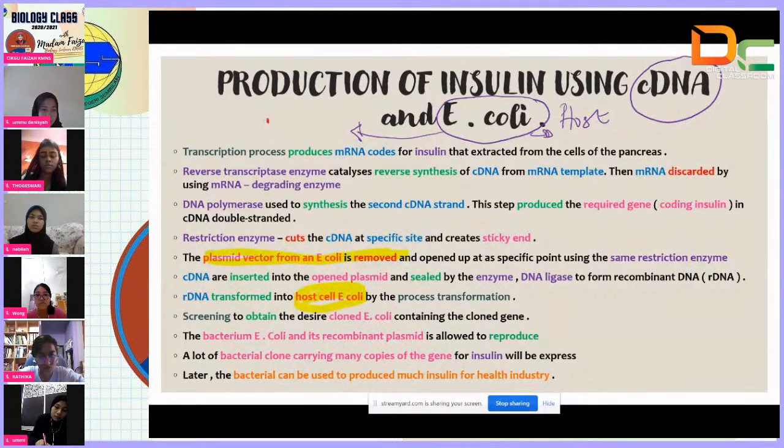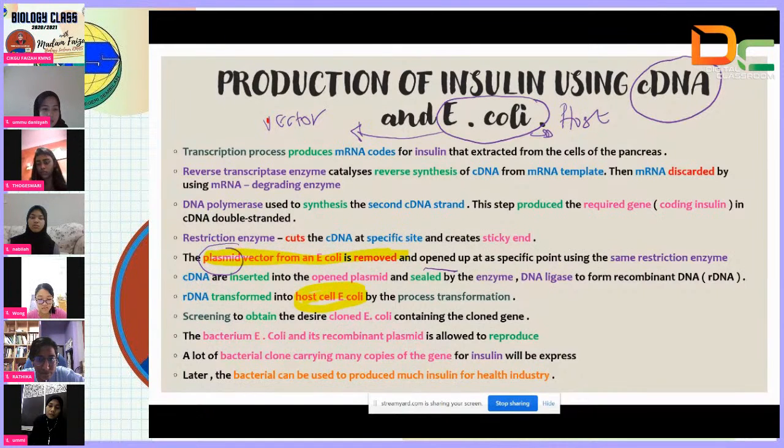That carry the cDNA. So E. coli will play two roles in production of insulin. First, as a vector, where you extract the plasmid from the E. coli, and you remove at the palindromic sequence, the restriction site, and you open up this restriction site in order for you to insert the cDNA inside the plasmid.